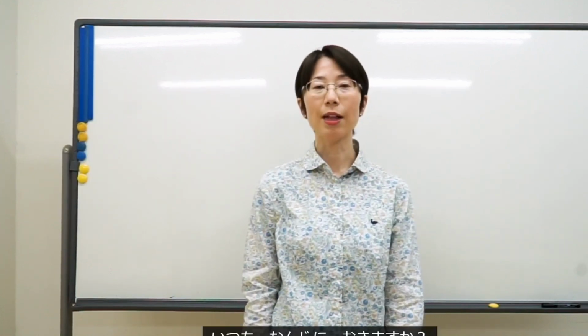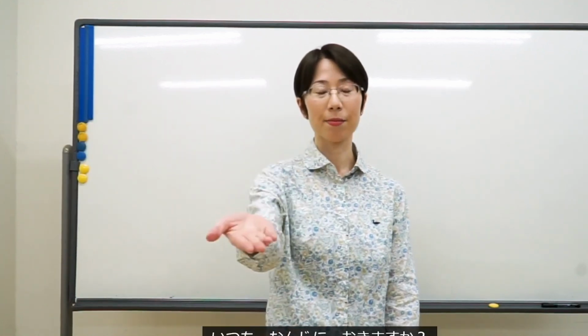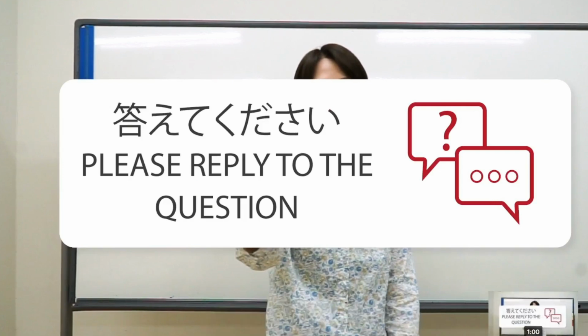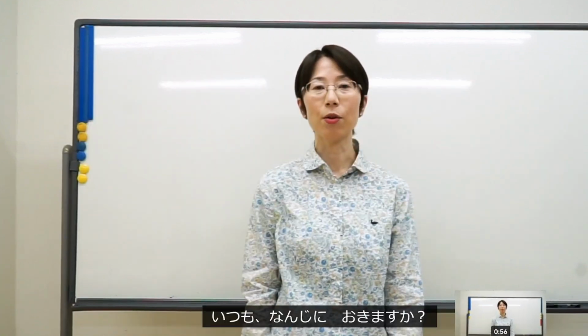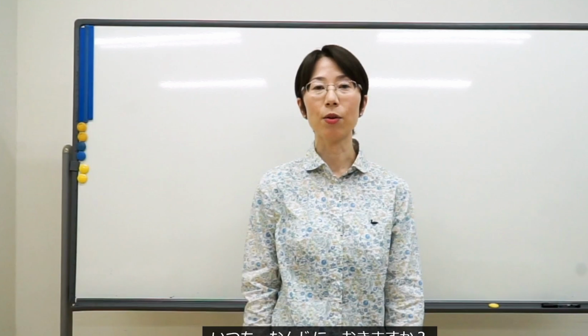いつも何時に起きますか？ Itsumo. Is that more vague? Because itsumo is like usually or always. Okay, yeah. Itsumo nanji ni okimasu ka?